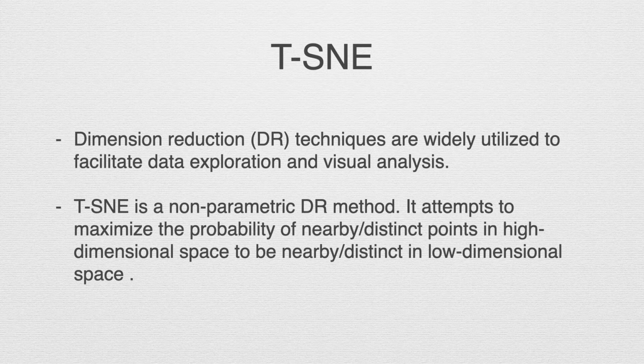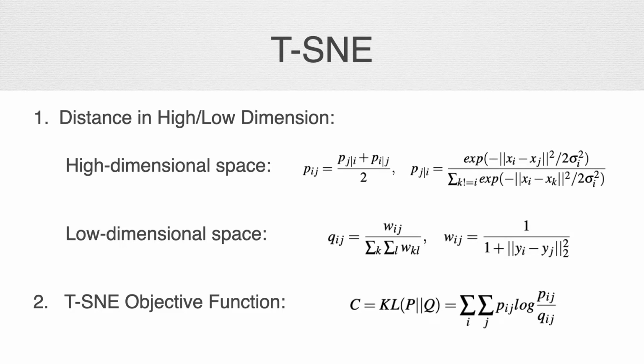It attempts to maximize the probability of nearby or distinct points in high-dimensional space being nearby or distinct in low-dimensional space. t-SNE models the similarity of high-dimensional data points xi and xj by the joint probability pij and employs a heavy-tail student t distribution to compute a weight wij for computing the low-dimensional data point distribution. Let P and Q be the joint distributions of pij and qij respectively. And t-SNE minimizes the KL divergence of the joint distribution.